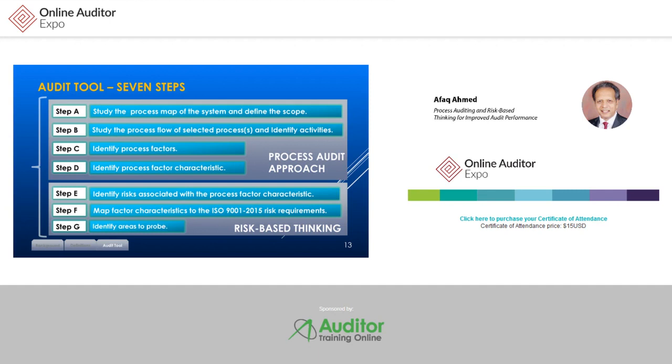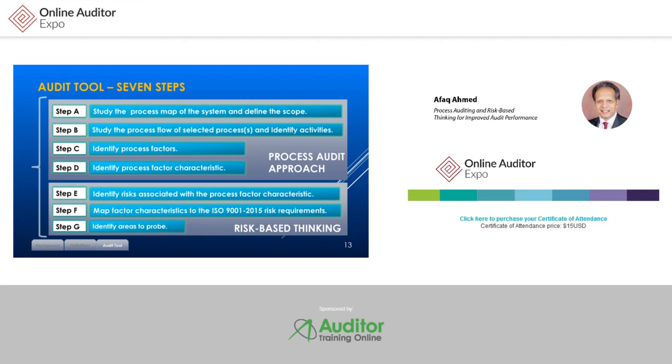Here are all 7 steps of the audit tool. The first 4 steps are the usual steps that an auditor will follow for a process-based audit approach. The last 3 steps are the additional steps needed to integrate risk-based thinking into the process-based audit approach. Together, these 7 steps form the tool that integrates the process-based audit approach with risk-based thinking.